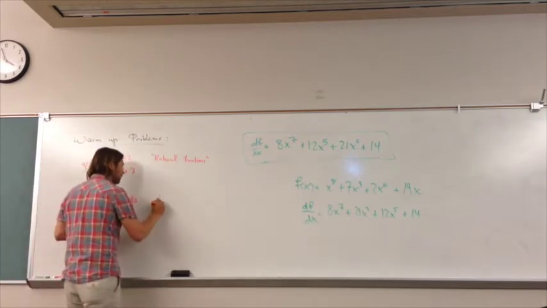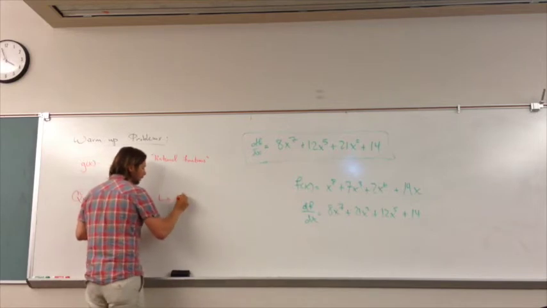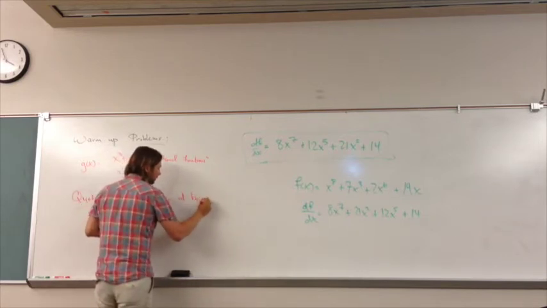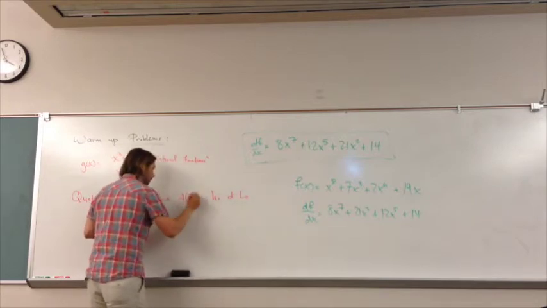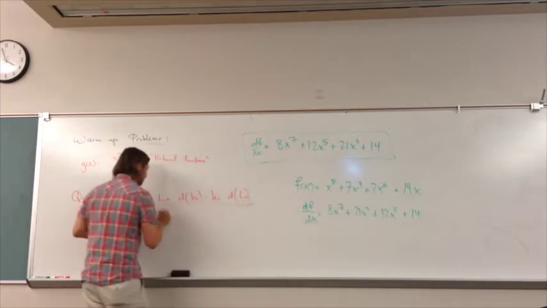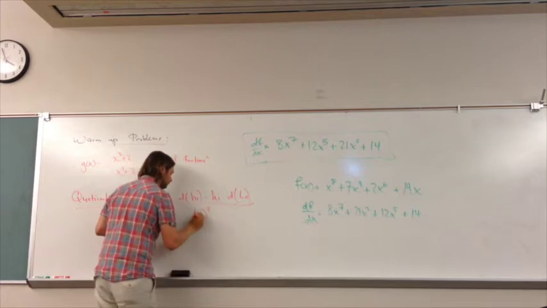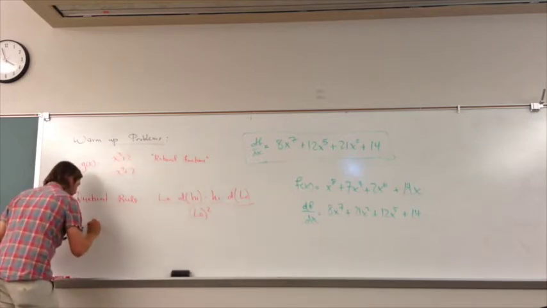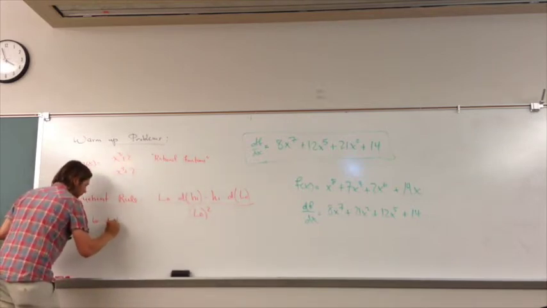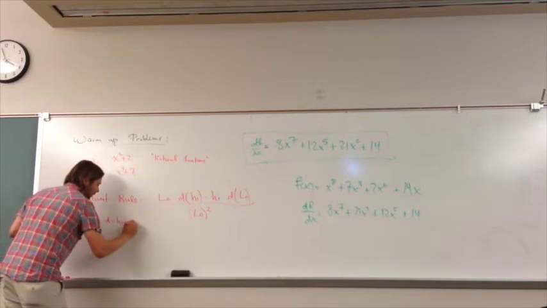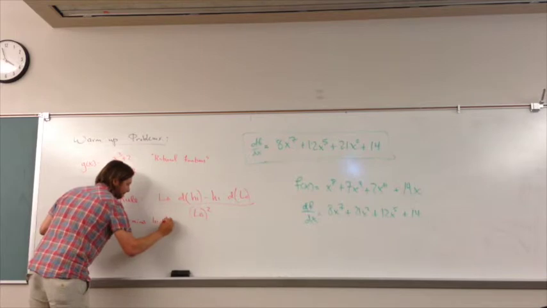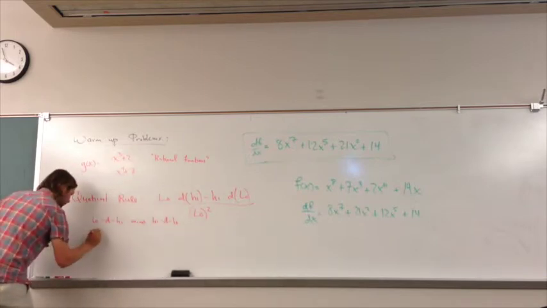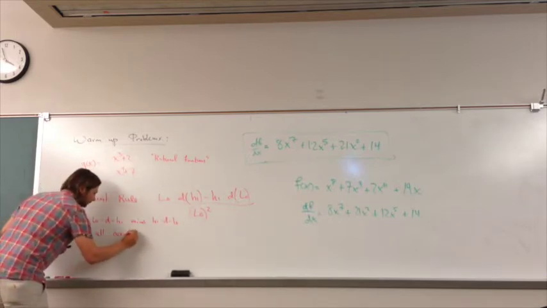What you need to do is write down this rhyme. Low d high, minus high d low, all over the square of the thing below. So in words, that's low d high, minus high d low, all over the square of the thing below.